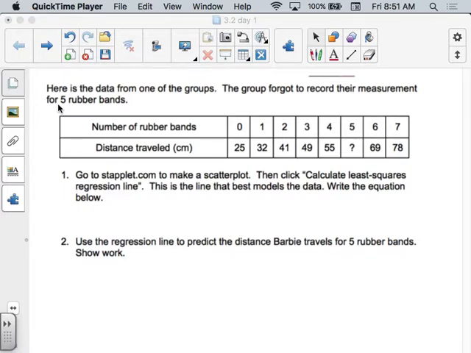Maybe just do the first 5. You said to put it in Stapplet, and it's the one with the question mark. Do we just not put it in? Oh, yeah, don't put that one in. Okay. Yeah, so let's go.